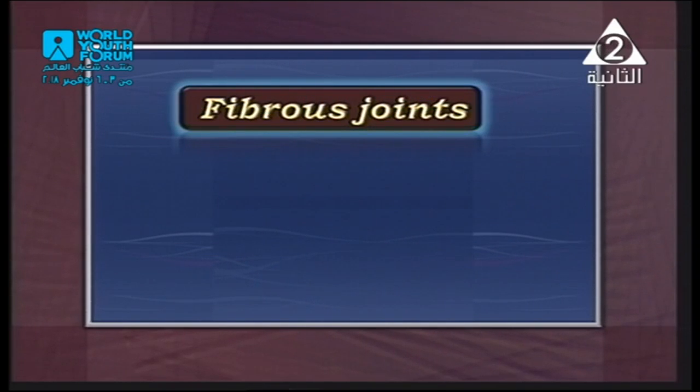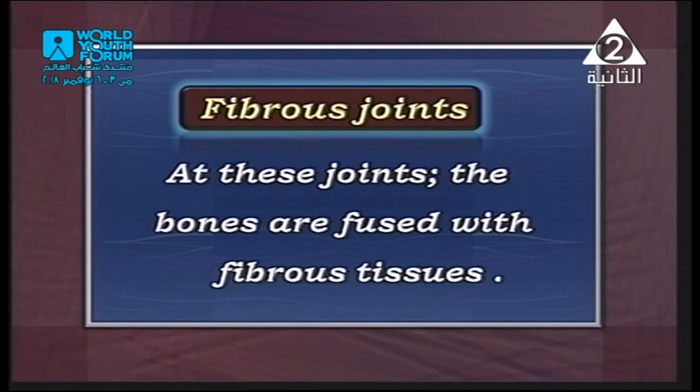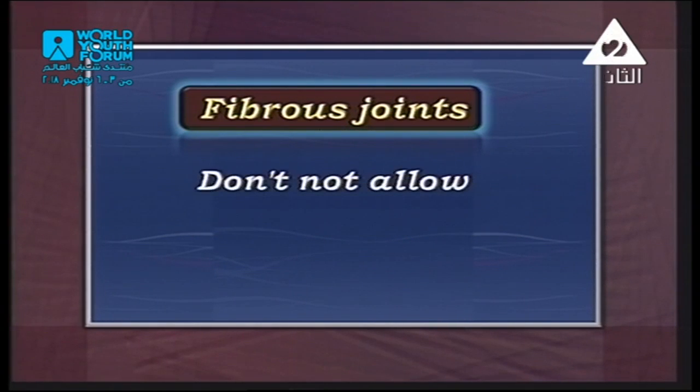Fibrous joint. This type of joint is fused. The bones of this type are fused together with fibrous tissue, as its name suggests. So the bones that meet each other at this side are covered by fibrous tissue. It's so easy. And also, they do not allow any type of movement.